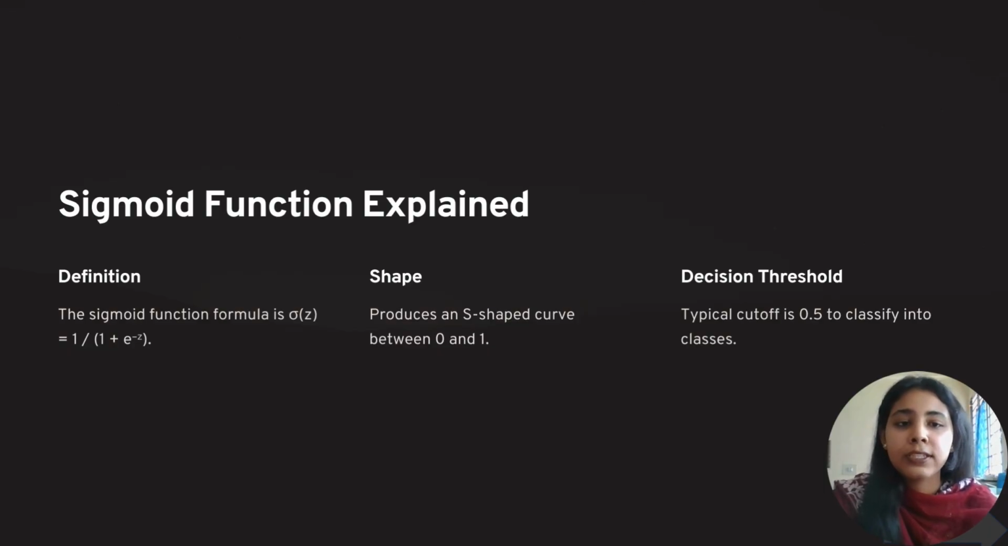About the decision threshold, a typical cutoff is 0.5. It means if the predicted probability is greater than 0.5, the data point is assigned to one class, and if it is less than 0.5, then it is assigned to another class.